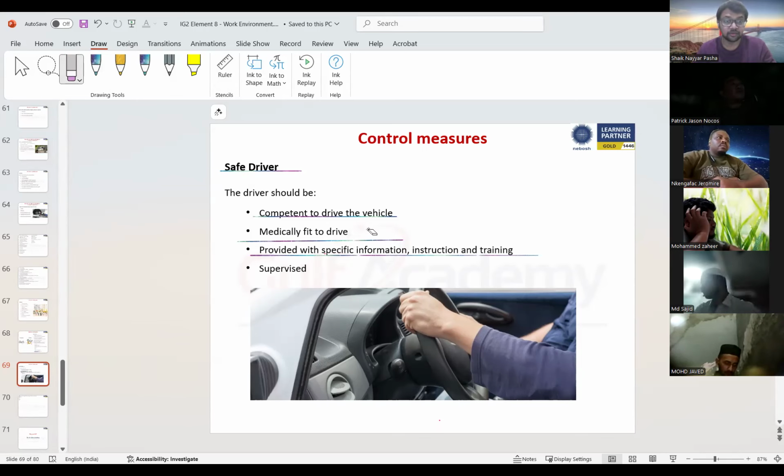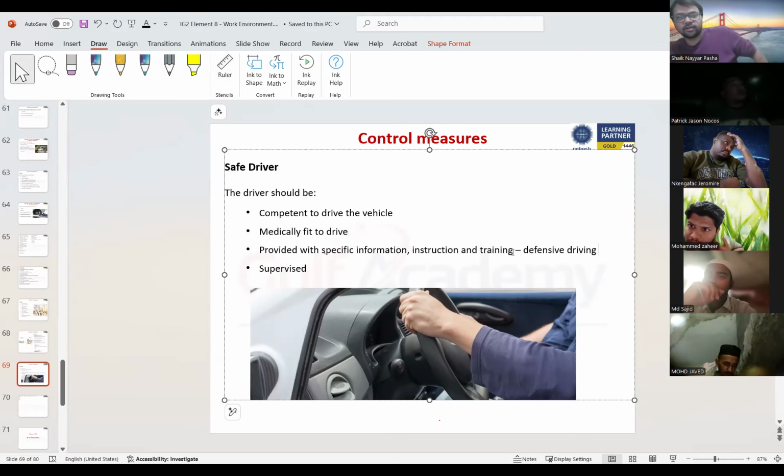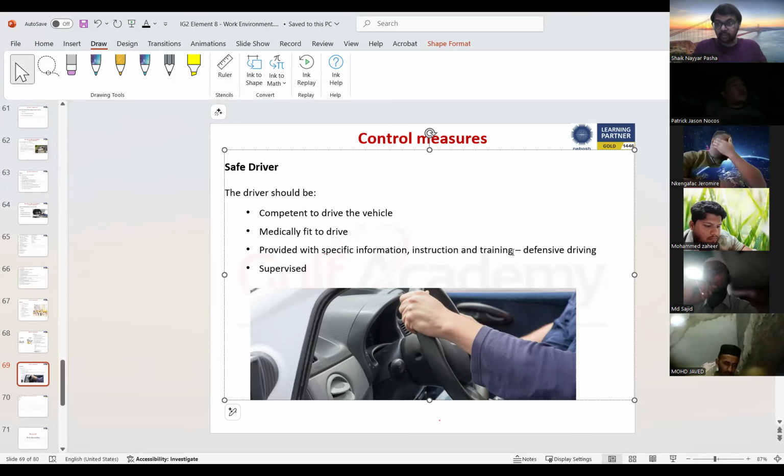Particularly when you are going for training, the management should provide training to the workers on defensive driving, safe driving. Even the worker should be provided with information or training about how to carry out pre-use checks, what should be checked in the vehicle, and how to report any defects. That should also be provided to the driver.